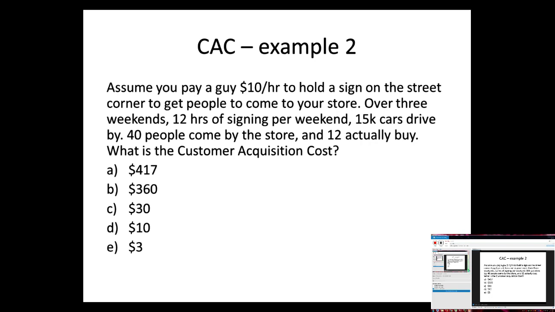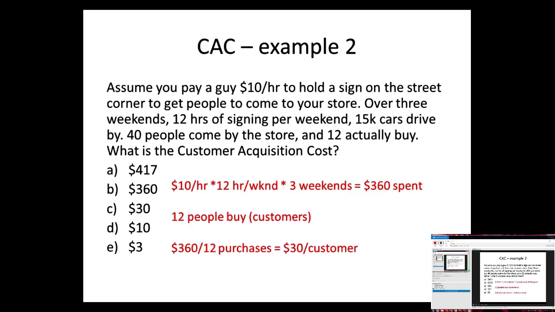So you'll notice that I threw in some numbers here that help to give some context but are actually not needed for the problem. So how much did you spend in total? Well, you paid the guy $10 an hour for 12 hours per weekend, 3 weekends, which means you spent $360. And in this case, I told you that there's 12 people that buy, so $360 divided by the 12 purchases means that you spent $30 per customer. Now think about that. Is that a good thing?